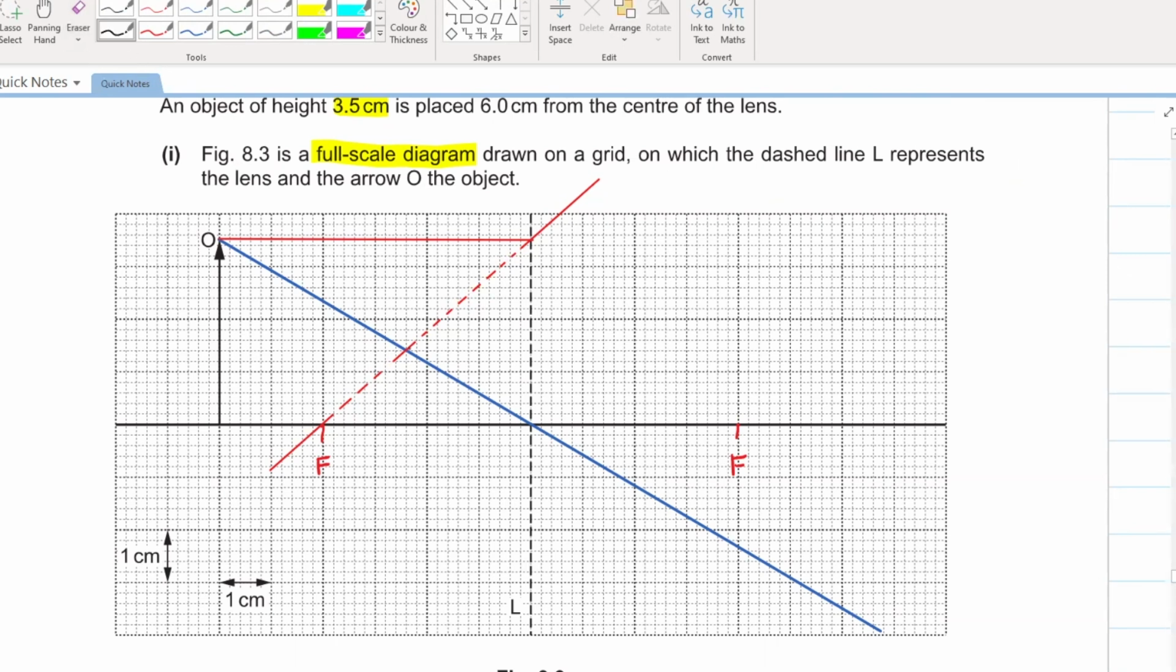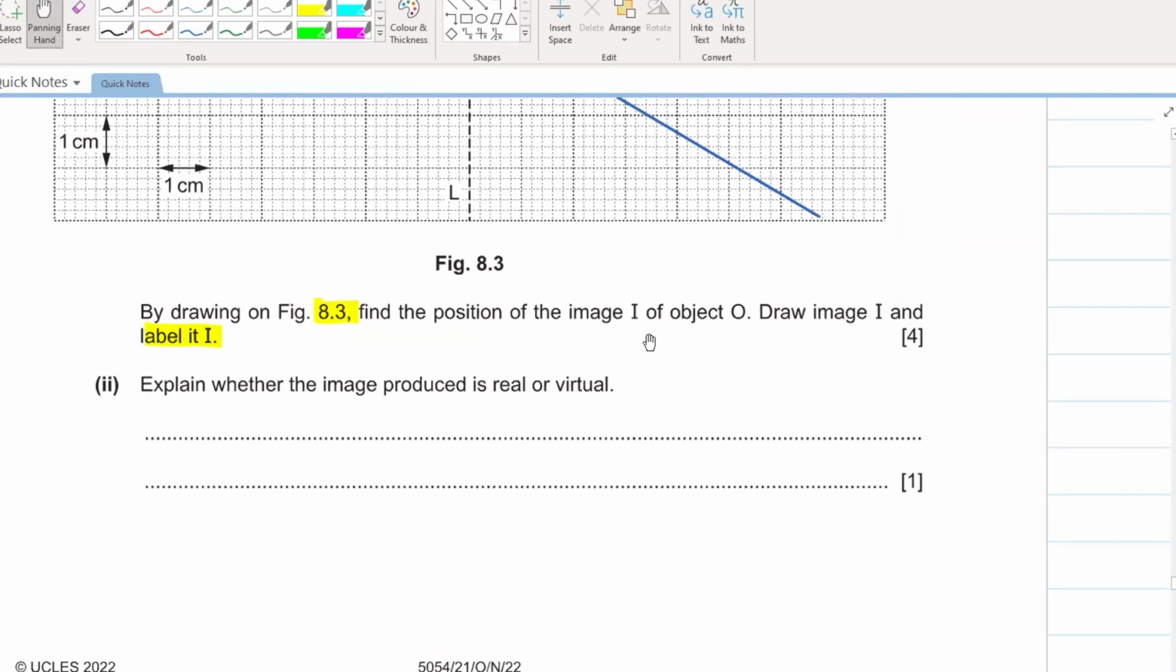Where is your image formed? This is your formation of image. You will label this as I, as suggested by the examiner: find the position of the image of I, draw image I and label it I. Perfect. Explain whether the image is real or virtual. Whenever you have a diverging lens, what will you say? Virtual image is produced. Perfect. You can say virtual image is produced.